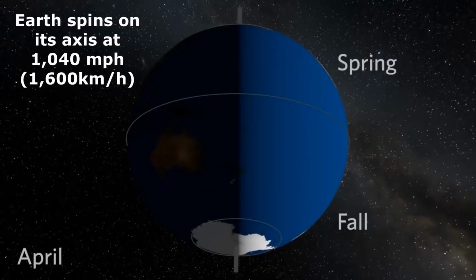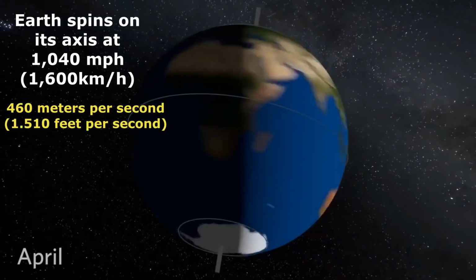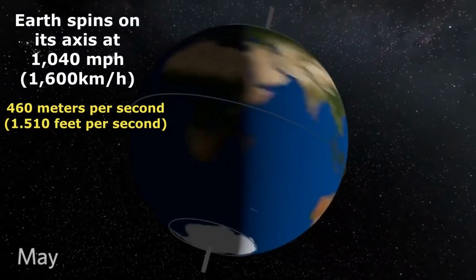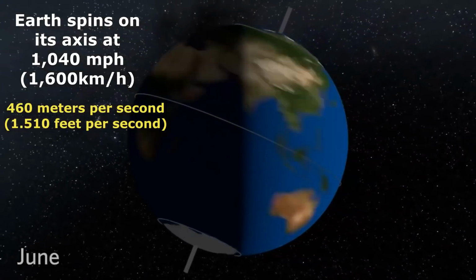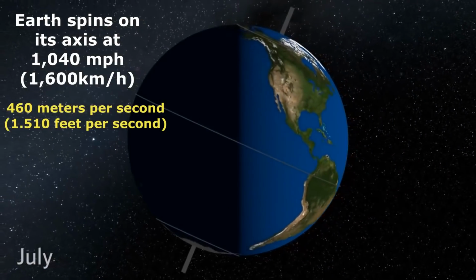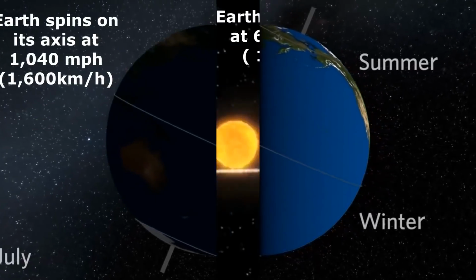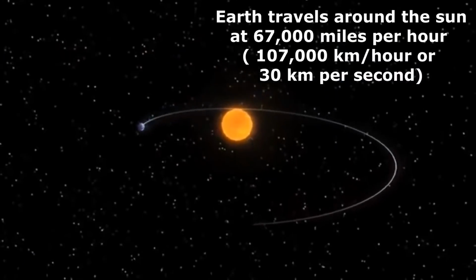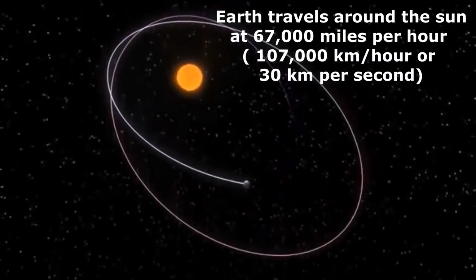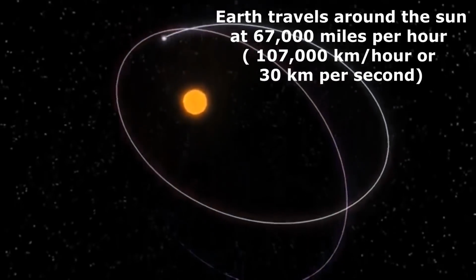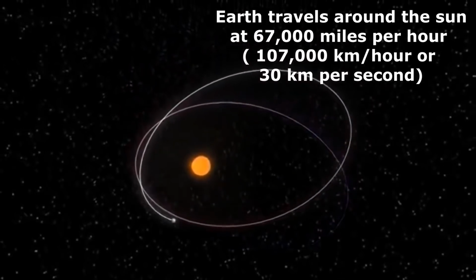Now, according to the heliocentric model, Earth is spinning around its axis at 1040 miles per hour. That equals 1600 kilometers per hour, approximately 460 meters per second, or 1500 feet per second. Earth is also traveling around the Sun at 67,000 miles per hour, or 107,000 kilometers per hour, or about 30 kilometers per second, or 16 miles per second.